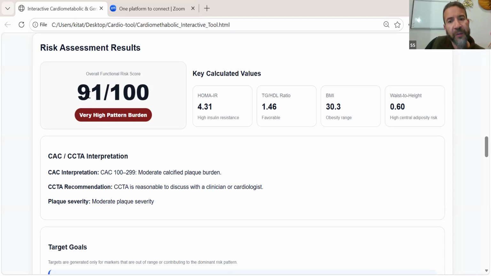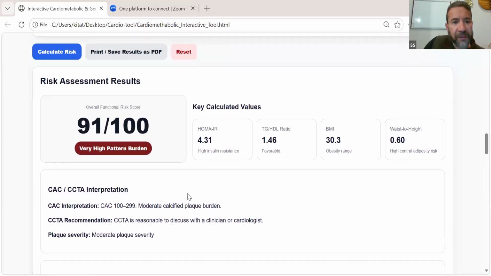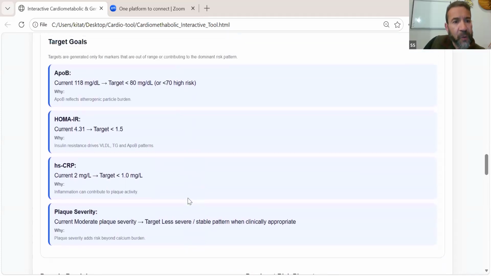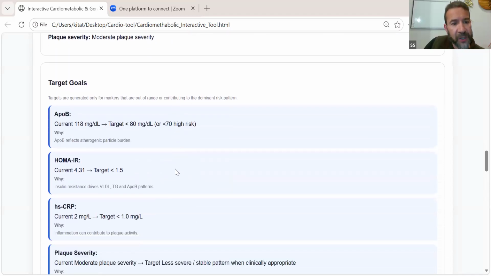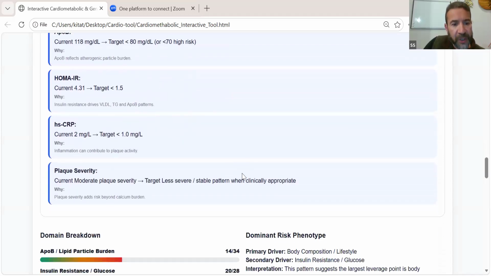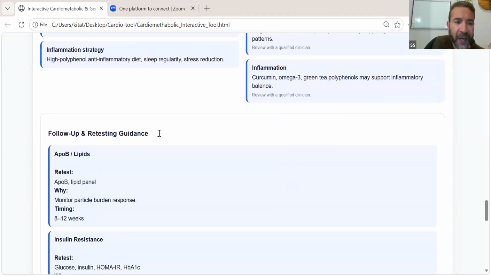burden. And the reason for that is insulin resistance, high lipid particles, and inflammatory markers. So these are the target goals. This tool not only gives you the risk, but it also tells you what you need to reduce. And then it gives you a nutrition recommendation based on those results. The tool does that automatically. And then it gives you targeted supplementation to lower your ApoB, increase your insulin sensitivity, and reduce the inflammation. And these are the follow-up.